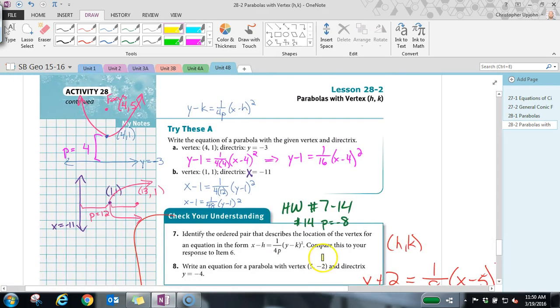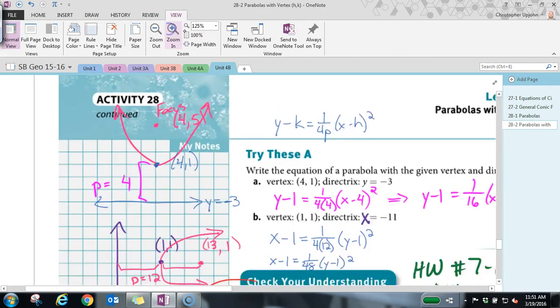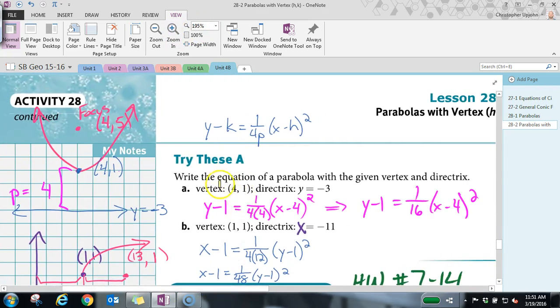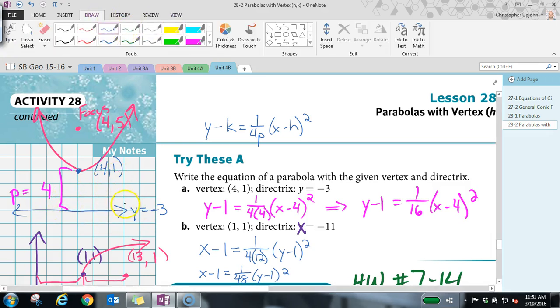If we look at letter A here, zoom in so we can see it a little bit better. The vertex is at 4, 1. My directrix is at y equals negative 3. So y equals is a horizontal line. I want to find the distance between my vertex and my directrix. So again, I look at my y, because that's what it says: y equals negative 3. So the difference between negative 3 and 1 is 4. I could also go another 4 if I wanted to go up and find my focus to be 4, 5. But I didn't need all that.